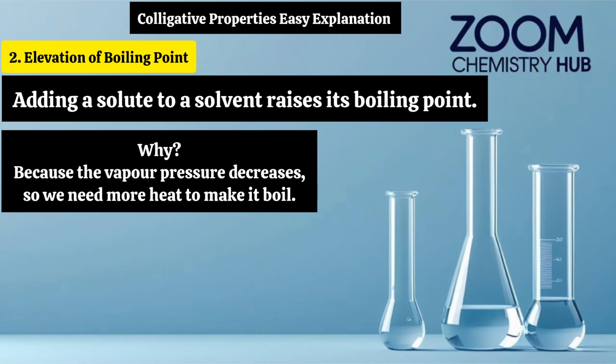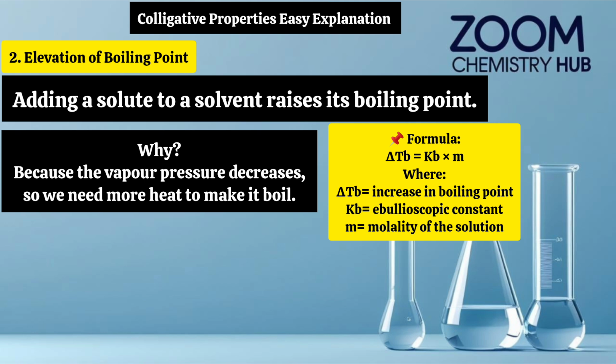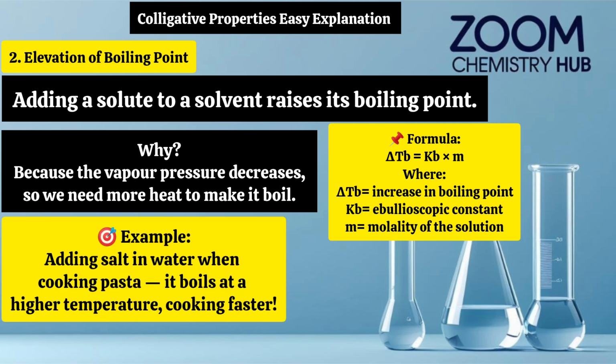The formula for elevation of boiling point is del Tb is equal to Kb into m, where del Tb is the increase in boiling point, Kb is the ebullioscopic constant, and m is the molality of the solution. Example: adding salt to water when cooking pasta, it boils at a higher temperature and cooks faster.